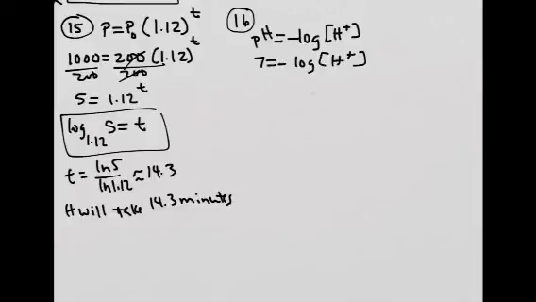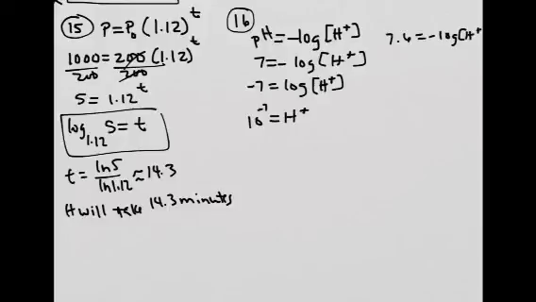Okay, so move the negative to the other side. So remember, when it's log and no base, we know it's base 10, so this becomes 10 to the negative 7 equals the hydrogen ion concentration. And we do the same thing for 7.6. So since you see it's the same, I can just cut a few steps and say that for the other one H plus equals 10 to the negative 7.6.